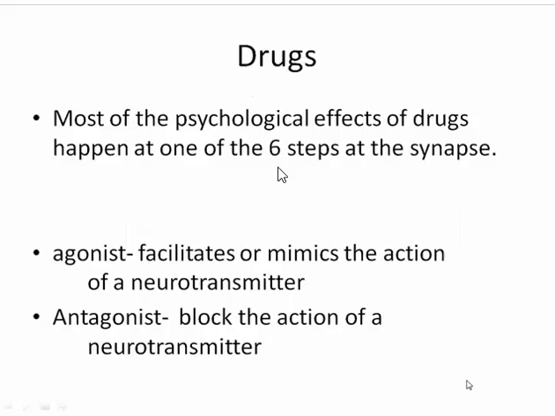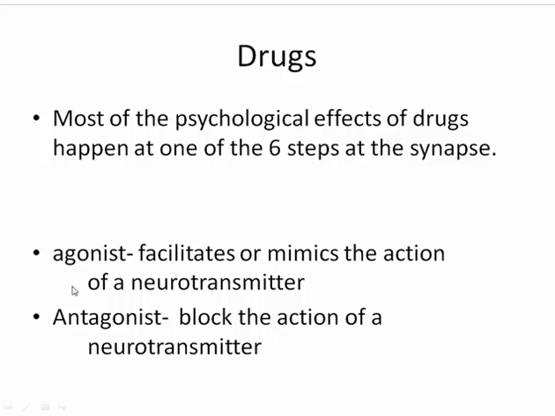Okay, so now what we're going to do is we're going to learn about drugs. In our last sections we learned about how the neurotransmitter is released and the 6 steps at the synapse. Most of the psychological effects of drugs happen at one of the 6 steps at the synapse.